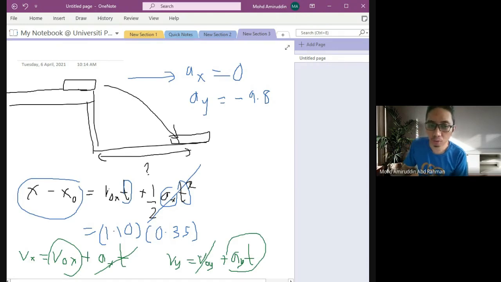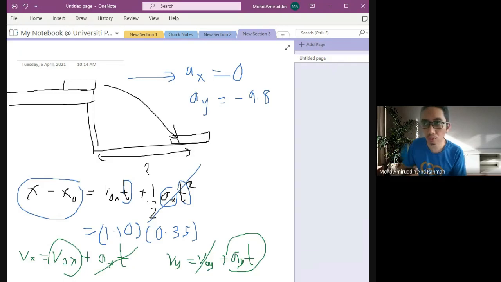All right, so to solve that, you obtain Vx equals 1.1 meter per second, and Vy equals minus 3.43 meter per second. Okay, so those are the answers for 3.9.